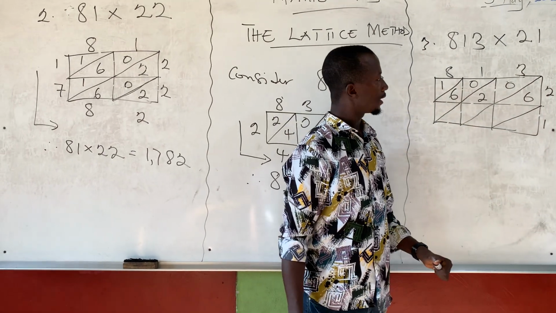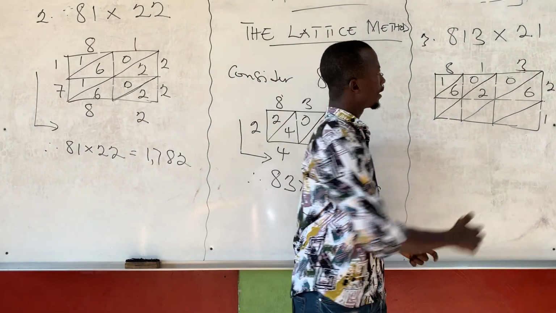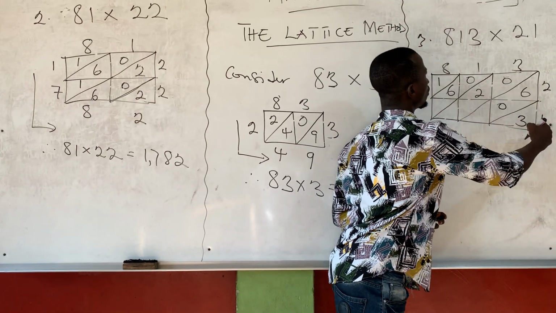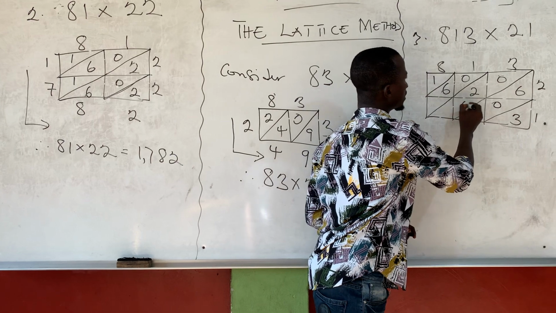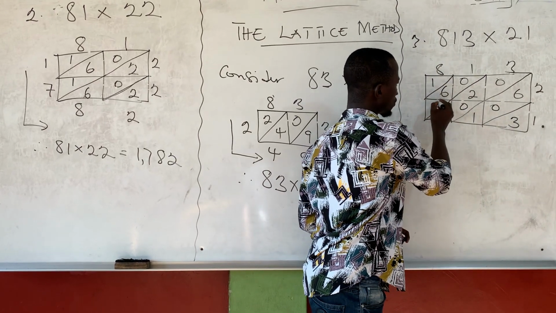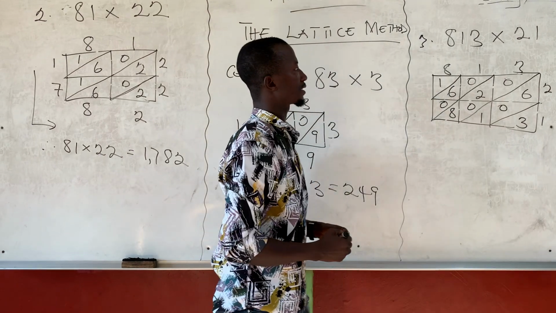Let's take the 1, that is the second digit. So we have 1 times 3, that is 0 and 3. We have 1 times 1, that is 0 and 1. We have 1 times 8, that is 8, so 0 and 8. Very nice.